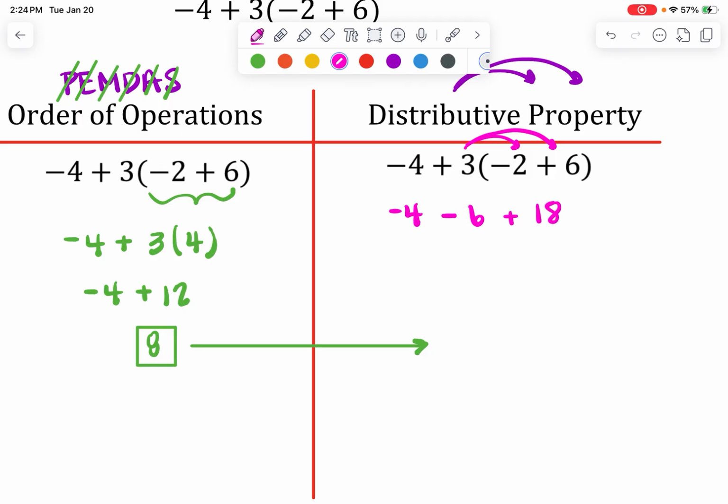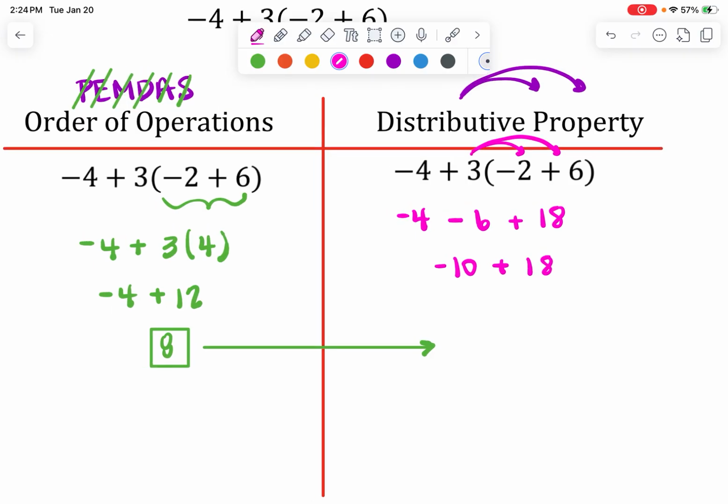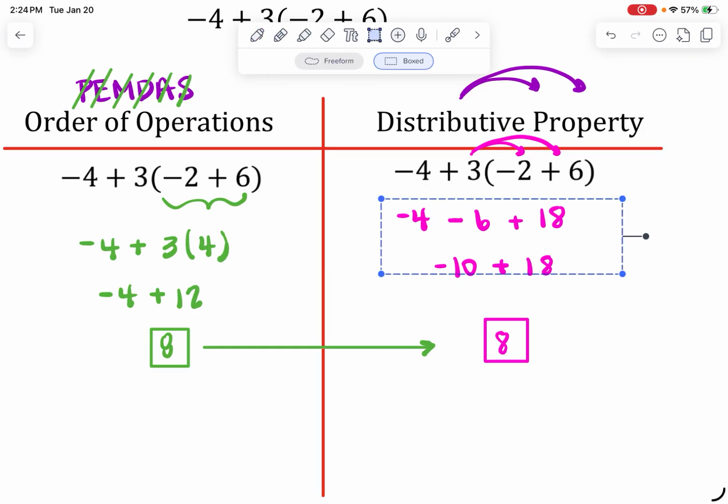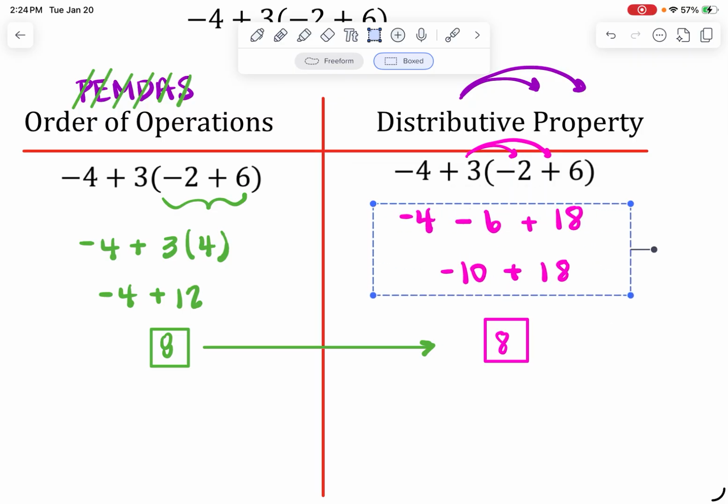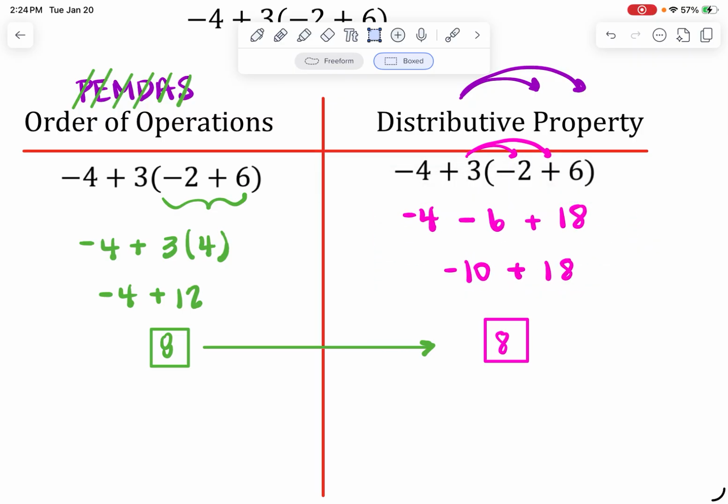And the cool thing is all I'm left with at this point is addition and subtraction. So those get done from left to right. So I'm going to do that. And of course, negative 10 plus 18, what do you know? Gives me 8, right? So we're getting the exact same answer, just with 2 different math methods, okay?